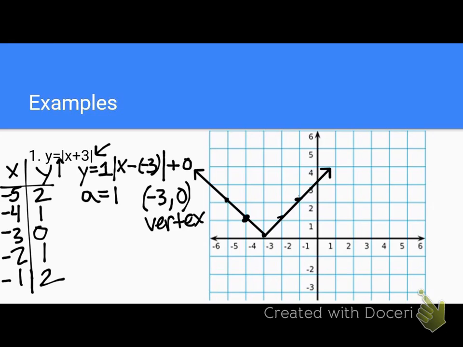Okay, so if we chose not to create a table, we could have graphed using these facts. So the vertex is at -3, 0. That's exactly where we put ours as well. Then the slope of the right-hand side is 1, so we would go up 1 over 1. And the slope of the left-hand side, the opposite of a, would be -1. So that's how we would get the left-hand side.